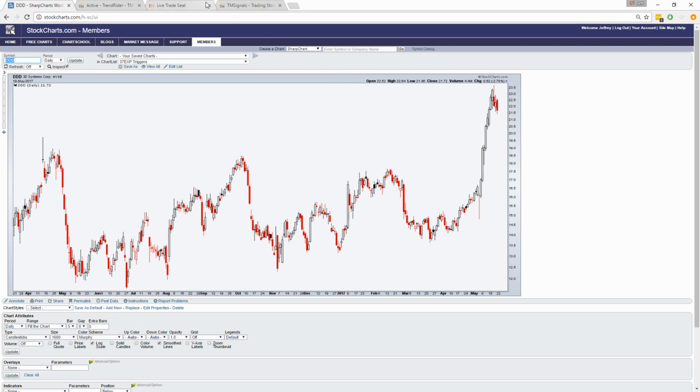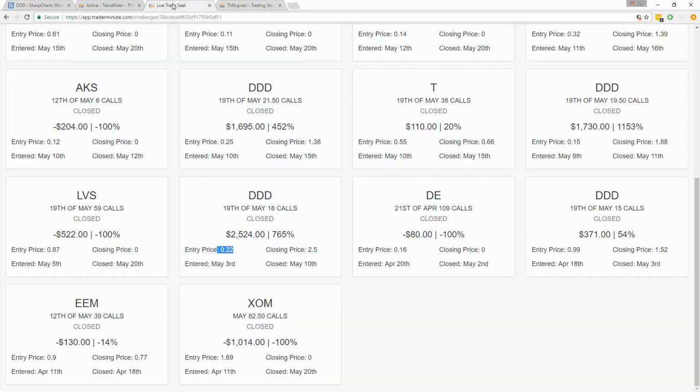Okay, what happened to my option? Well, my option decided to go from 22 cents to 250. A $300 position decided to pocket me $2,500. So what did I do? Did I just take it and move on?